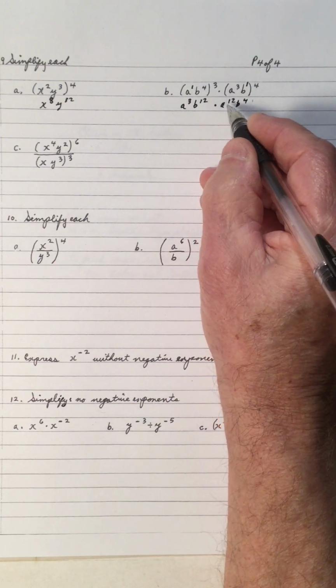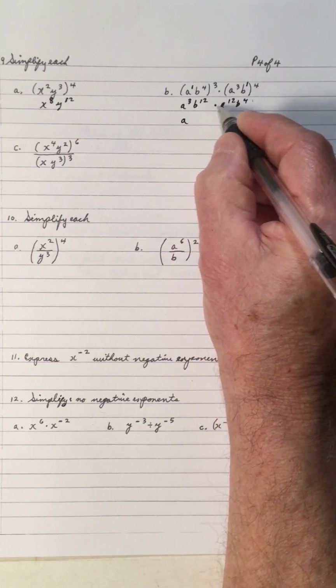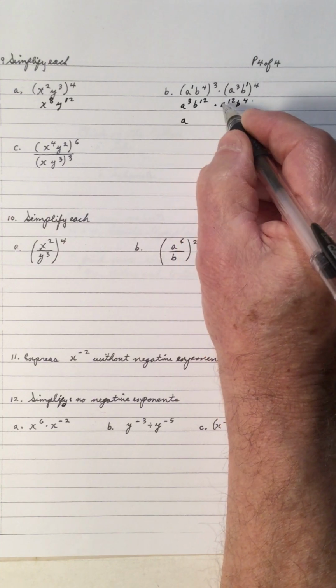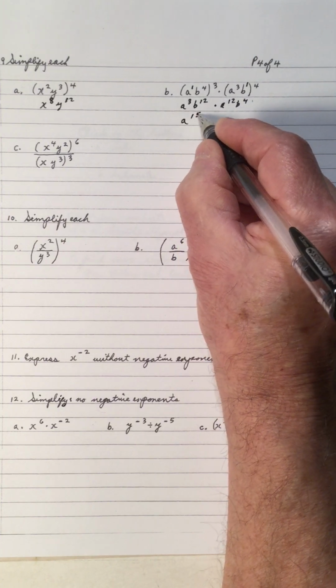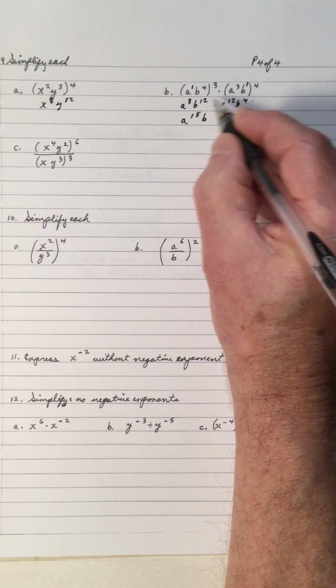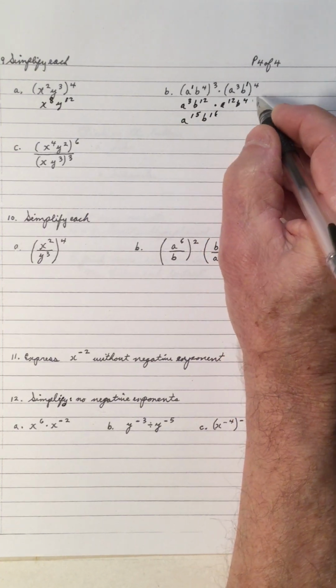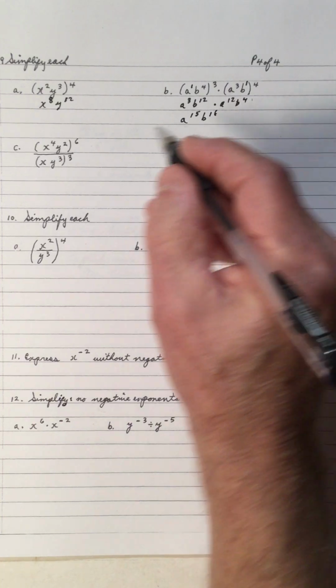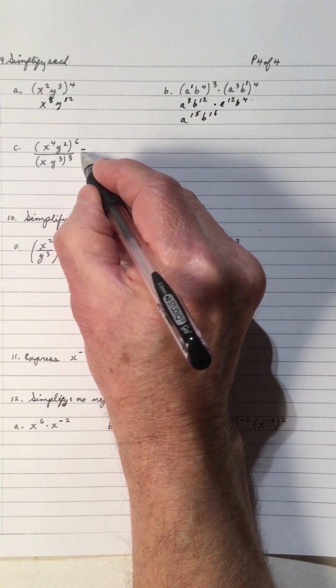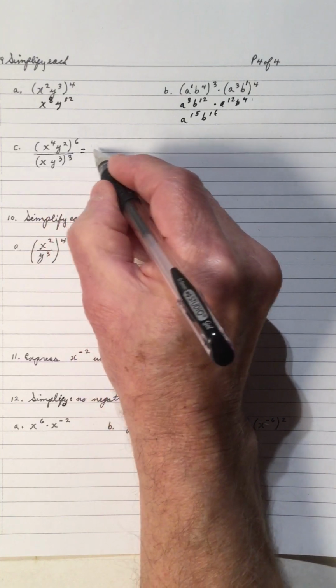Now we group the a's together. So that's a. Because we're multiplying, we add. 3 plus 12 is 15. B, and we have 12 plus 4 is 16. And C, again, power of a power. But let's simplify the numerator first, then the denominator.